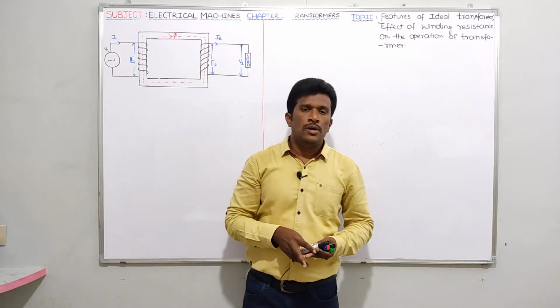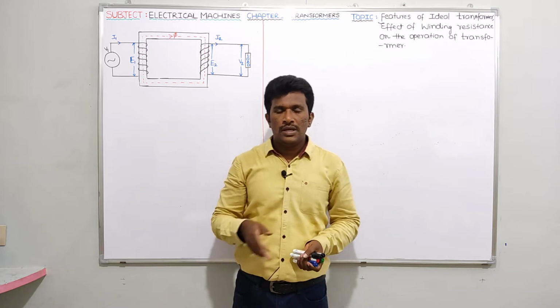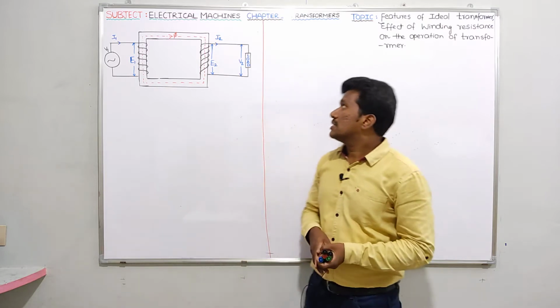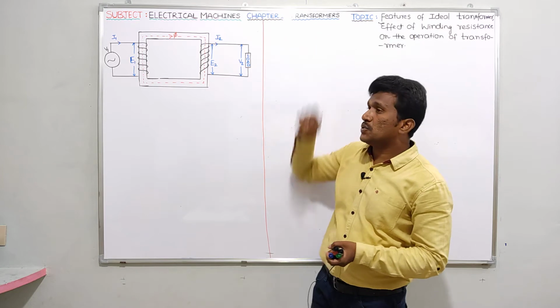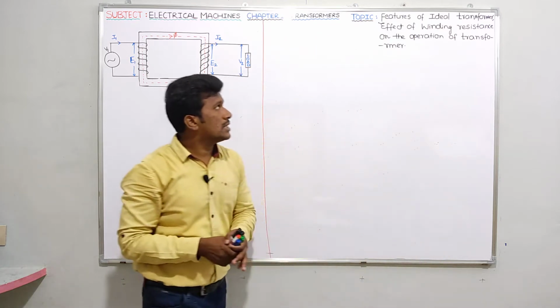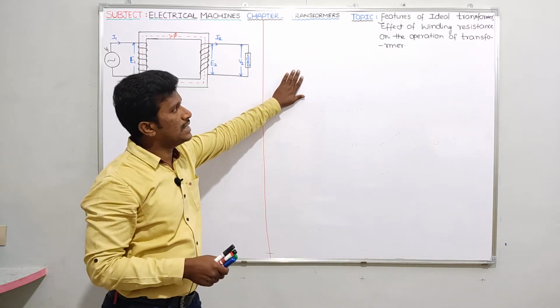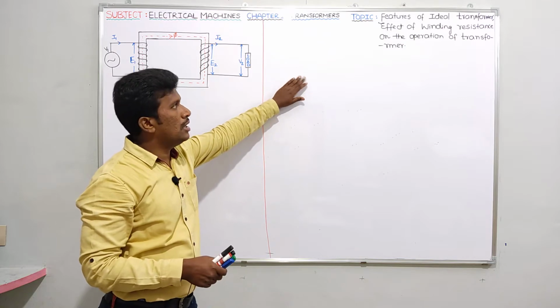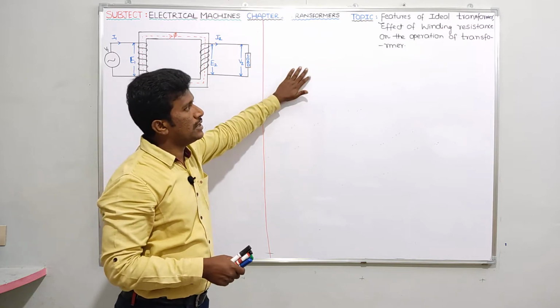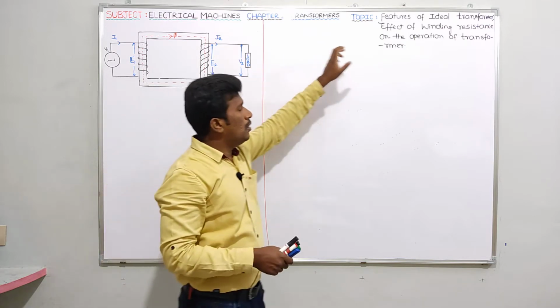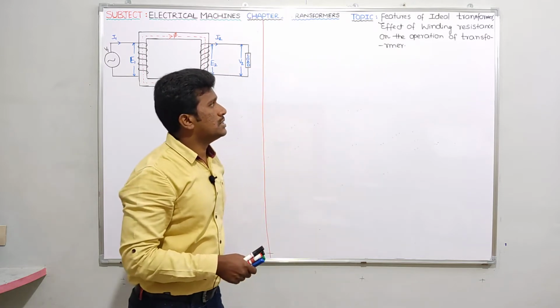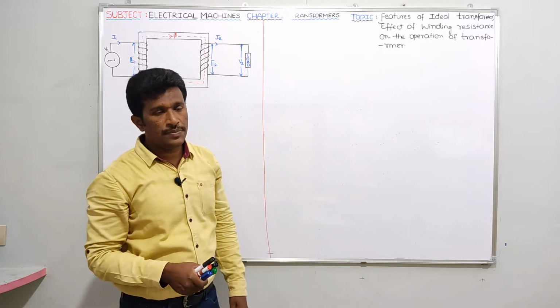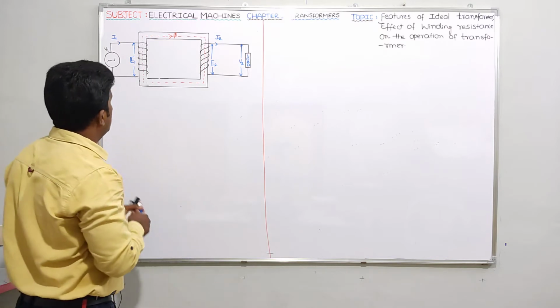Hi friends, welcome back to a new session. In this session, we are going to discuss, in chapter number 1, transformers. We are going to discuss features of ideal transformer, and after discussing features of ideal transformer, we will discuss effect of winding resistance on the operation of transformer. Okay, so let me take this figure.